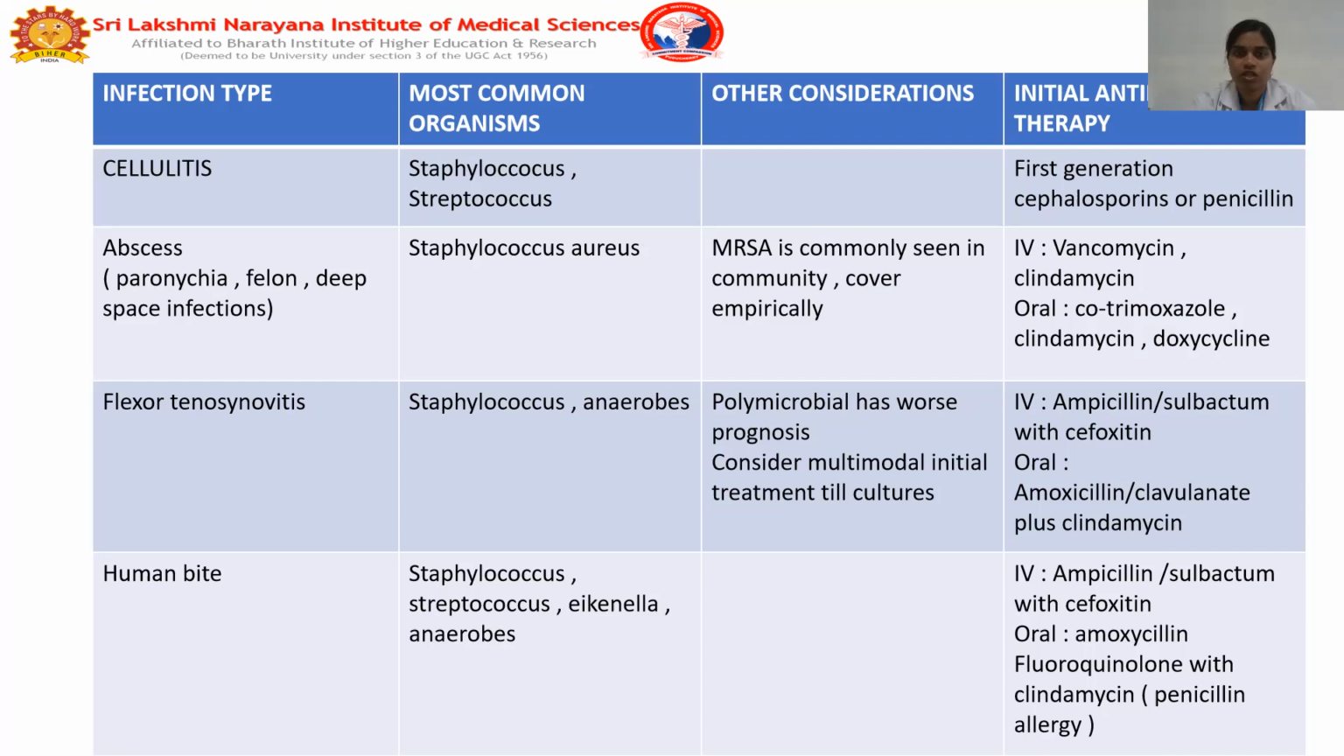Next, coming to flexor tenosynovitis. The common organisms are Staphylococcus and anaerobic organisms, and polymicrobial origin has a worse prognosis. So IV ampicillin sulbactam with cefotaxime or oral amoxicillin clavulanate plus clindamycin is given. Coming to human bite, the common organisms are Staphylococcus, Streptococcus, Eikenella, and anaerobic organisms. So, in order to cover these, the antibiotics given are ampicillin sulbactam with cefotaxime, or amoxicillin, or fluoroquinolones with clindamycin.